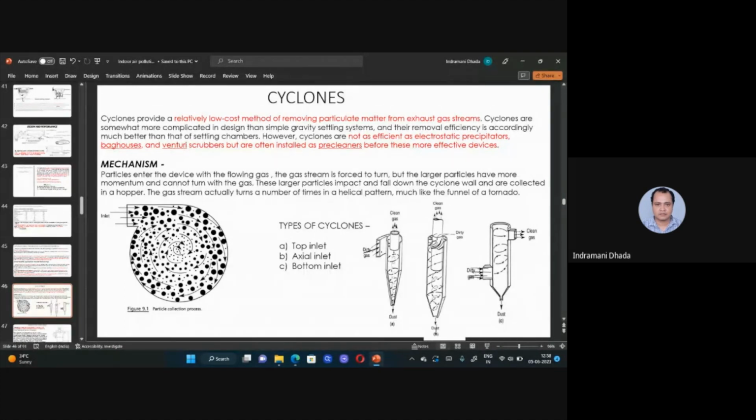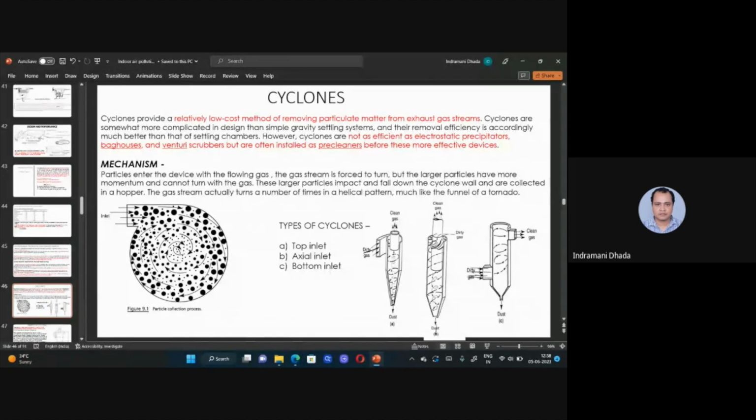Inlet may be at top, maybe at bottom, or at an axial level. Okay. In a cyclone, what happens? When a particle is being rotated inside the cyclone, it is being dragged and also stuck to the wall of the cyclone, and it comes to the bottom.